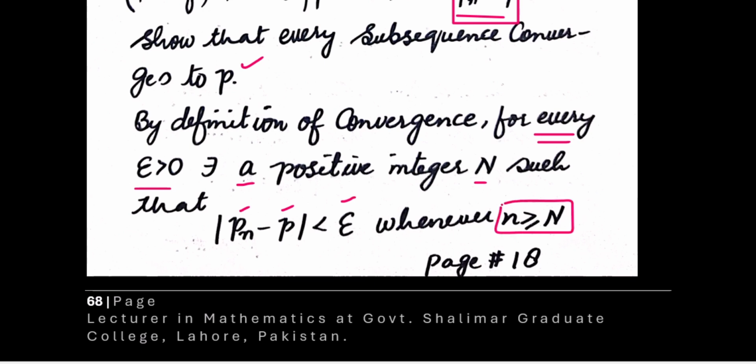This is the simple definition of convergence of sequences. I hope this is clear. Because we have assumed that your sequence Pn converges, so it satisfies this inequality.